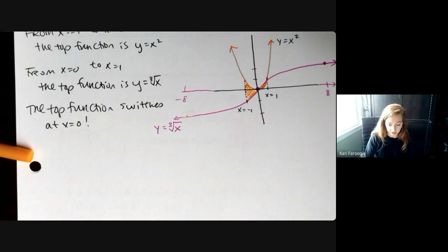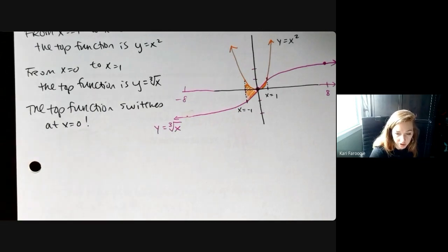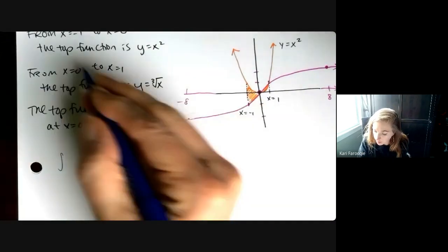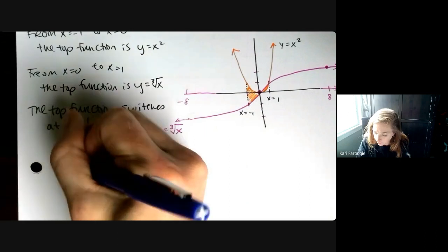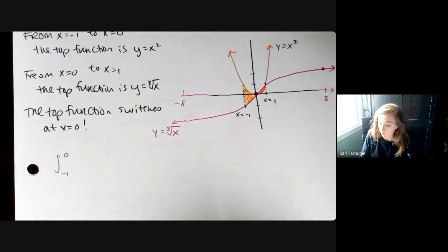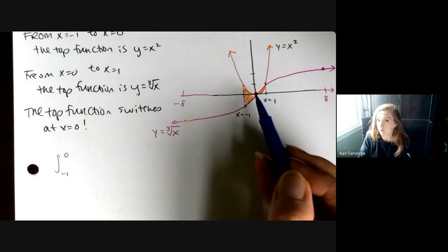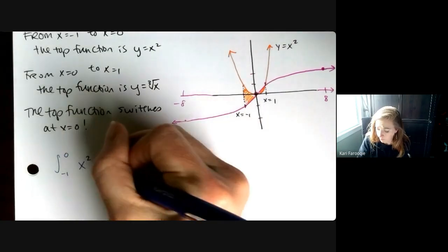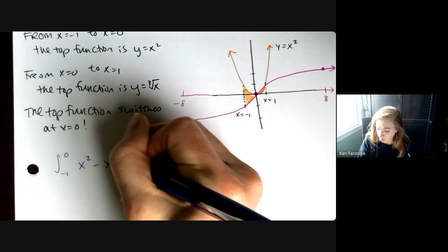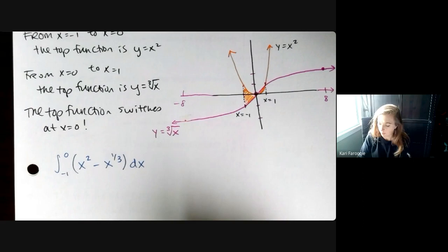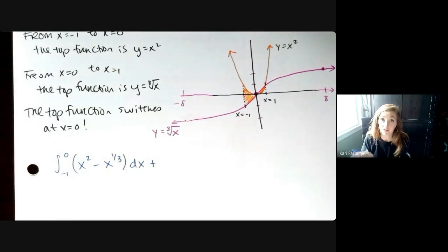All right, the integral that we're going to set up, or the integrals, I should say, since I already said 2 of them, is that we're going to take an integral from -1 to 0. And this one is going to be when we take top function minus bottom. From -1 to 0, the top function is x squared. The bottom function is the cube root of x. Remember, the cube root is x to the 1/3. And then we're going to add that to the area that we get in the next region.